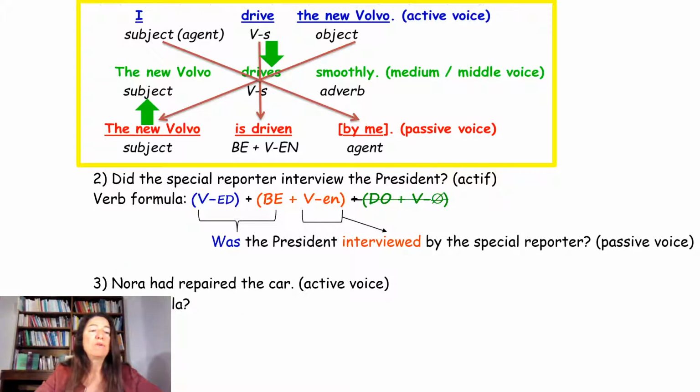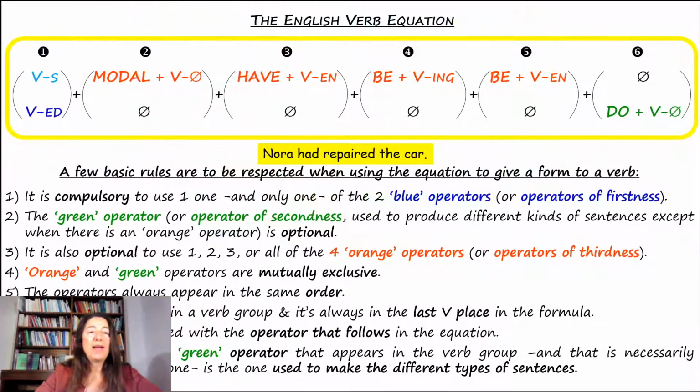So what's the verb formula here? Let's go back to the verb equation. Do we have the present tense or the past tense here? Well, had obviously is in the past tense. There is no modal, and we do have have plus VEN, the formula for the perfect, as we can see here in the sentence.